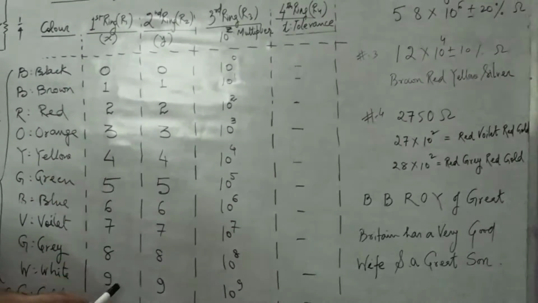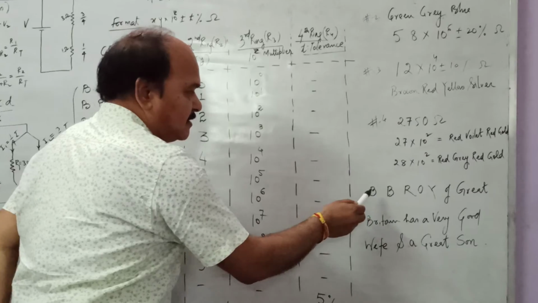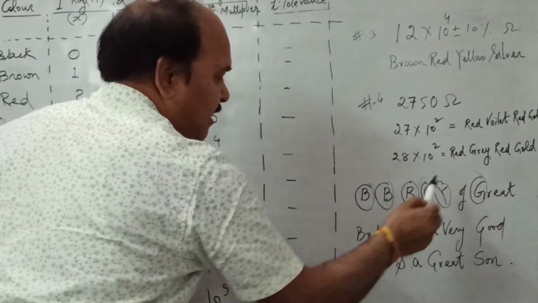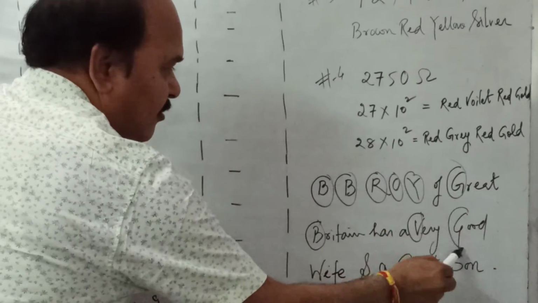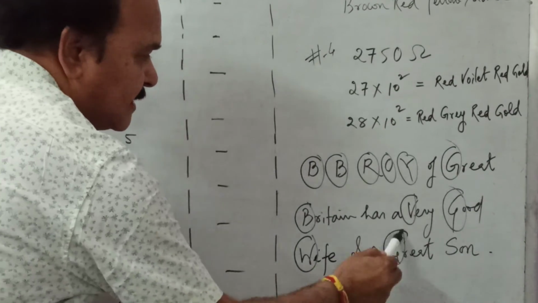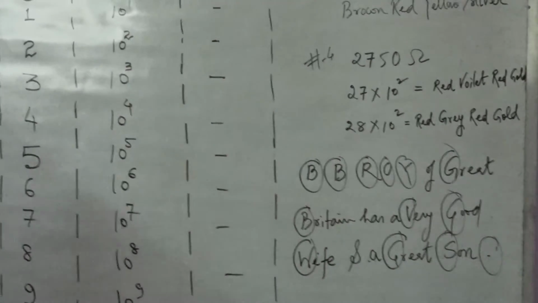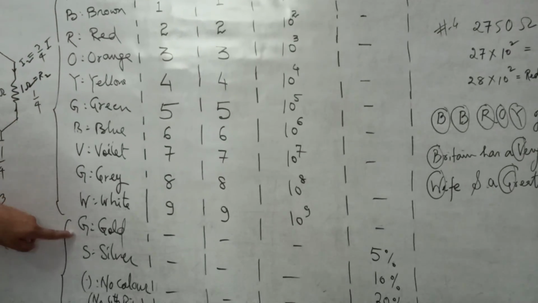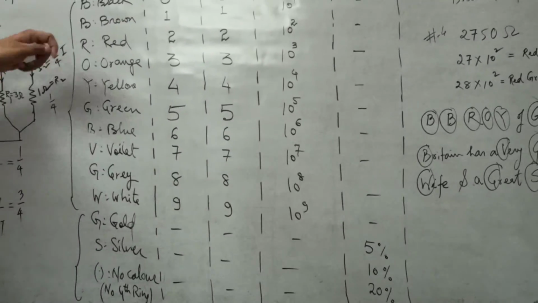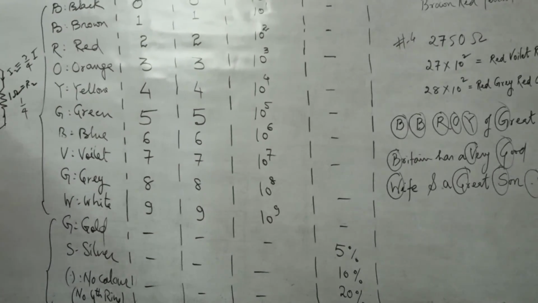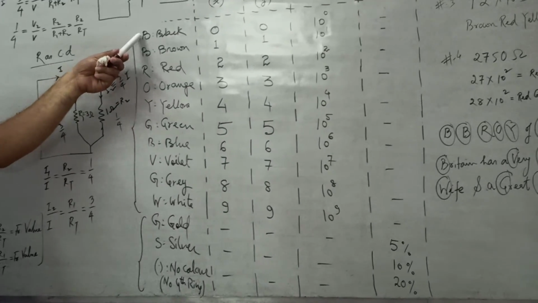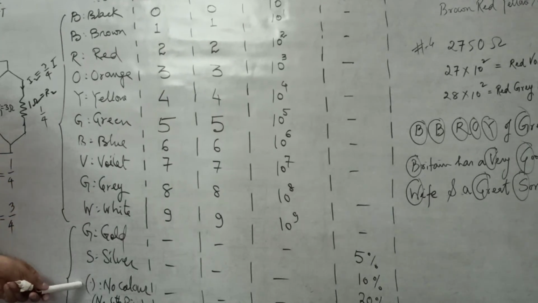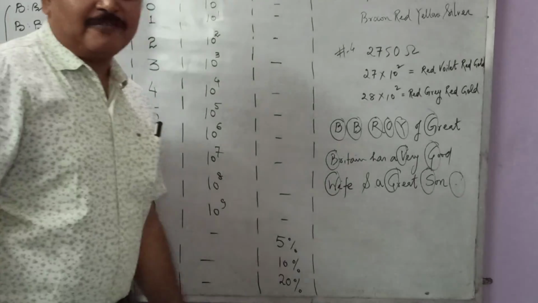And if you wish to remember this chart, you need to remember it like this: B B R O Y. B.B. Roy, Great Britain, very good wife, great son, and then full stop. So for B.B. you can make the name of your choice, Bajrangbali, Veer Bahadur. B.B. Roy of Great Britain has a very good wife and a great son.